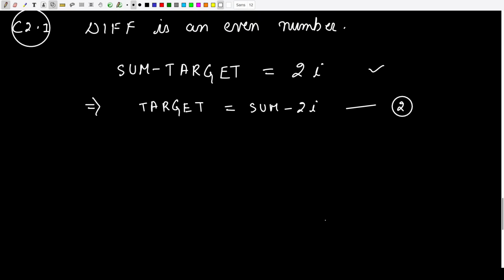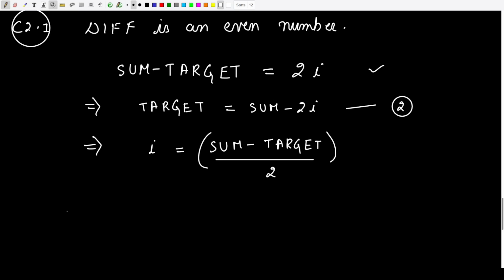Because of this, we can write i is equal to sum minus target divided by 2. In order to find out which number needs to be flipped to reach our target, please note that here we are discussing the case where the difference is an even number. For this case, the number whose sign needs to be flipped will be given by this equation. So let us work with some examples in order to solidify our understanding.